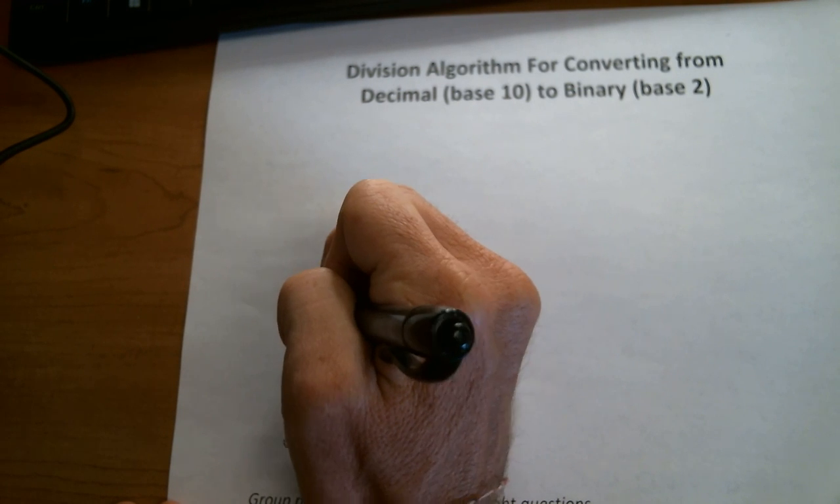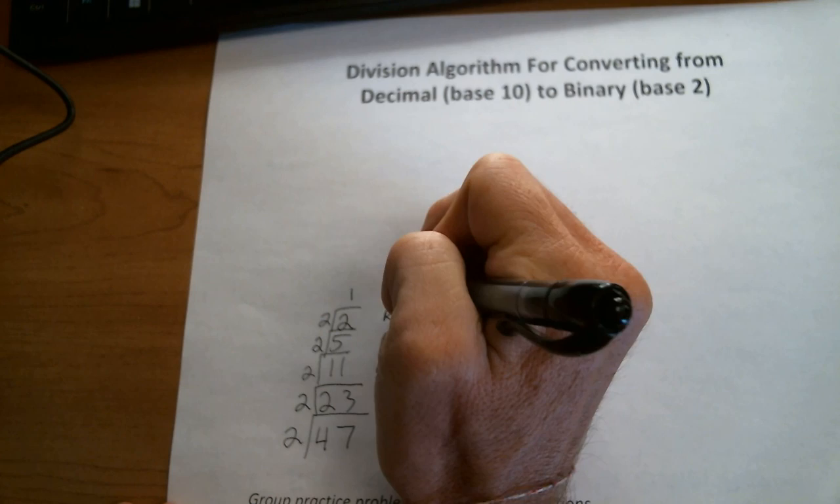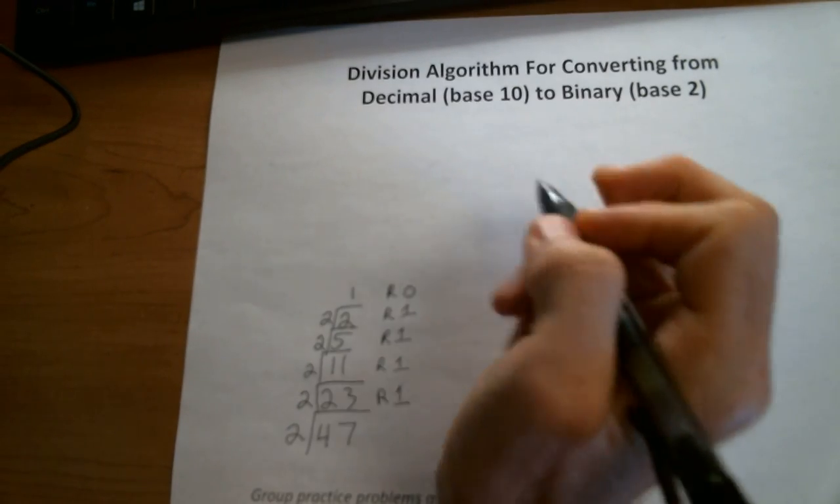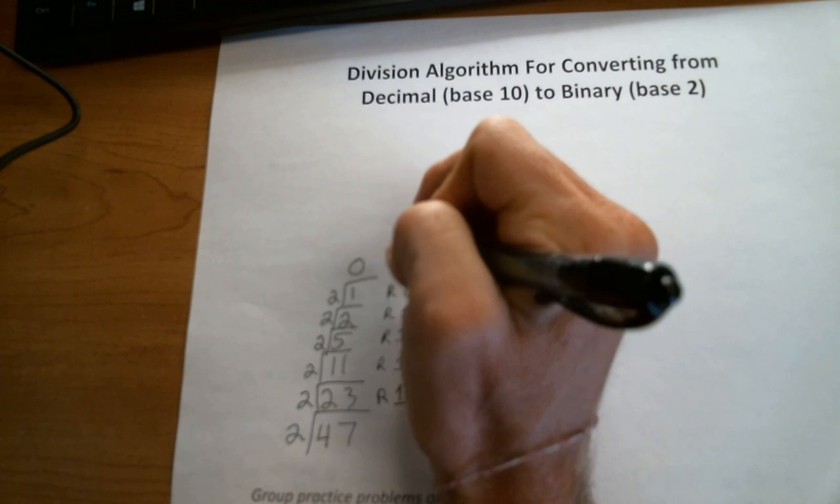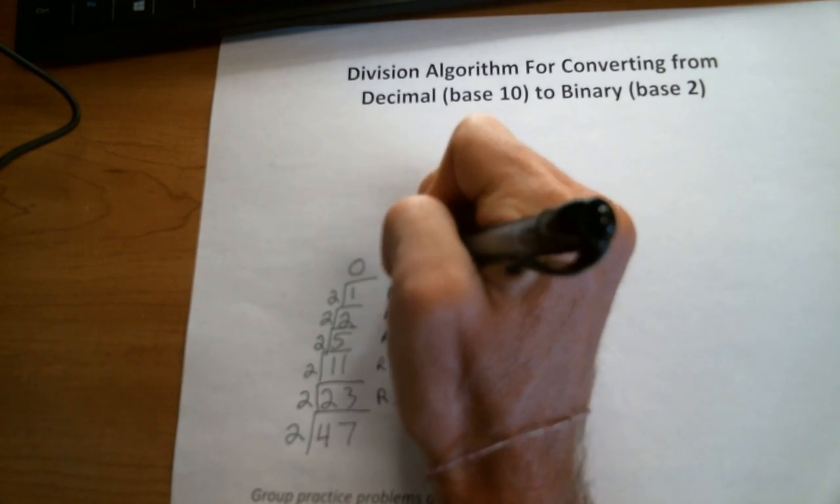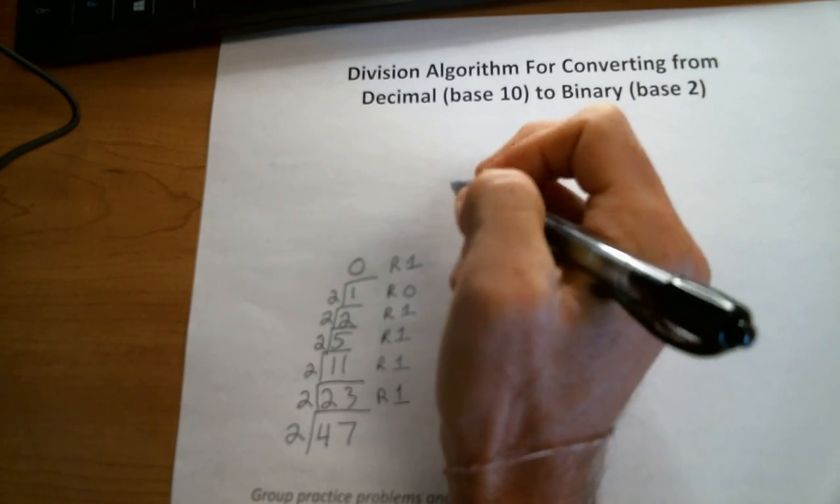What's 2 divided by 2? That's 1 with a remainder of 0. What's 1 divided by 2? That's 0 with a remainder of 1, because 2 goes into 1 0 times, but there's 1 left over.